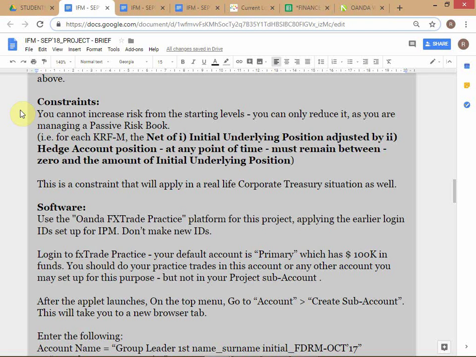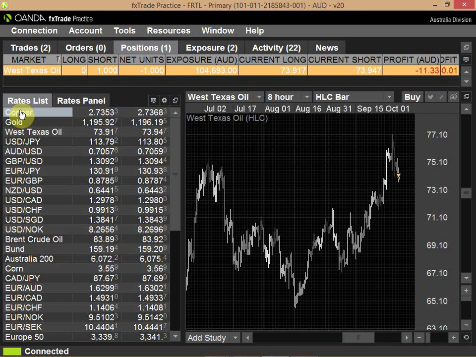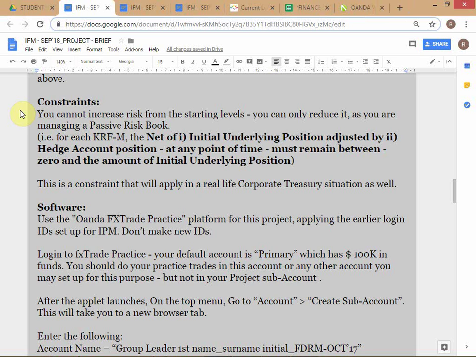The initial underlying position was 1 million barrels. Then the second is the hedge account position. What is my hedge account position? Minus 1,000. So the initial underlying position is 1 million and the hedge position is minus 1,000. If you see the constraint the way it is written, the net of the initial underlying position adjusted by the hedge position, which in this case is minus 1,000, at any point of time has to remain between 0 and the initial underlying position.